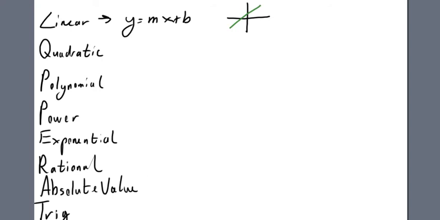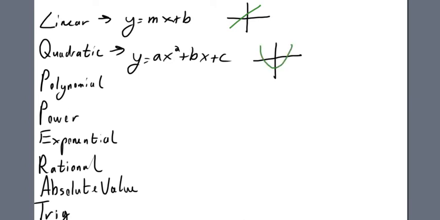Now, quadratic has a bunch of different forms. However, the most standard form is y equals ax squared plus bx plus c. And this graph is a parabola, whether up or down, skinny or wide, depends on a, b, and c.